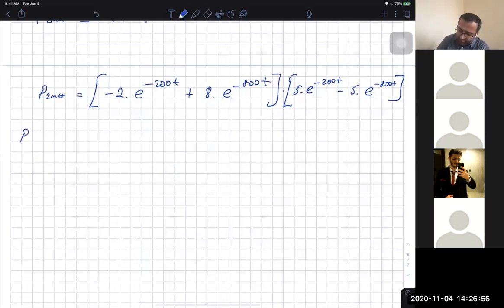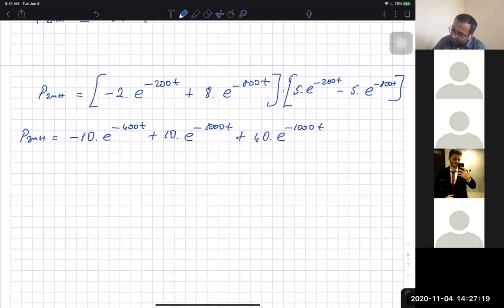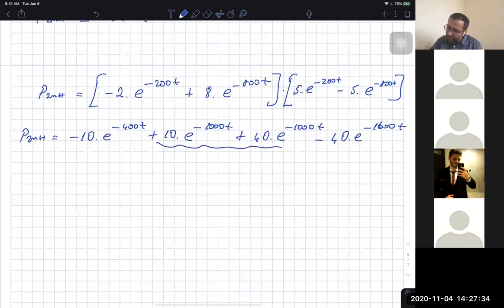And then I just go ahead and do the rest of the calculations. I will just do the multiplication. So that will be minus 10 times e to the minus 400t plus 10 times e to the minus 1000t, I believe. And then plus 40 times e to the minus 1000t minus 40 times e to the minus 1600t, hopefully. And then what I can do, so these are the same thing. So this will be just 50 times e to the minus 1000t, right?